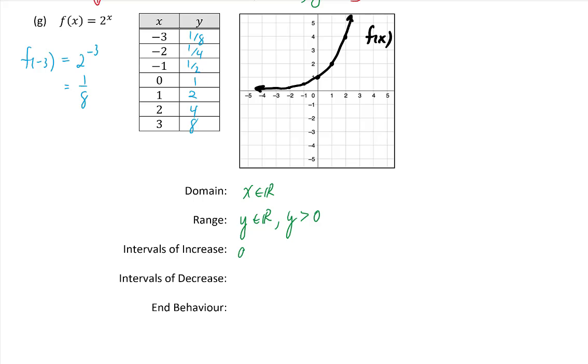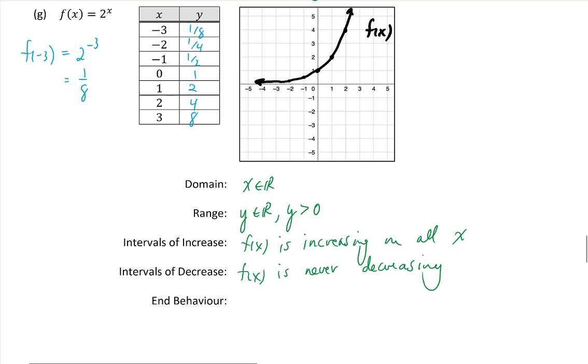Intervals of increase, we can see that it's increasing on all x, and decrease, this function is never decreasing. And finally, our end behavior.